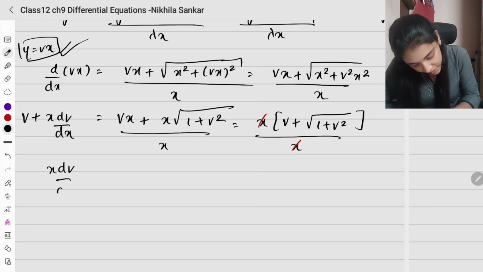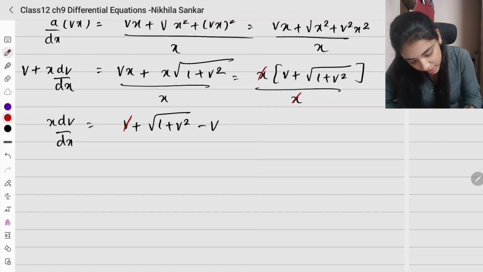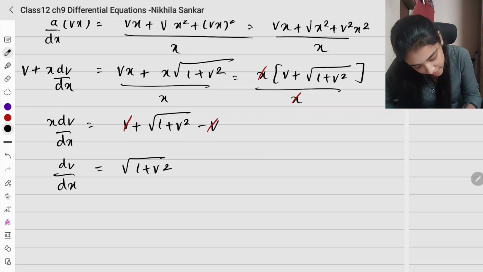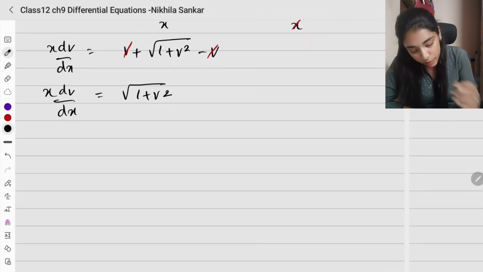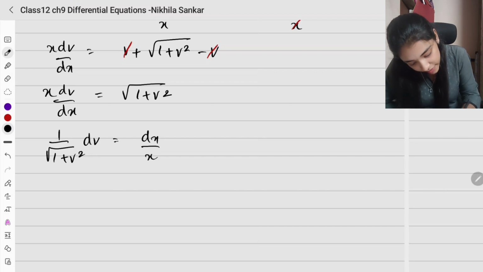Now x dv by dx equals v, இந்த பக்கம் கொண்டு வந்தா I have v plus square root of 1 plus v square minus v. Okay, the v and the minus v gets cancelled. So I'll be left with x dv by dx equals square root of 1 plus v square. இந்த இடத்துல x இருக்கு, x ஒரு பக்கம் கொண்டு வந்தா I'll have 1 divided by square root of 1 plus v square times dv equals dx divided by x.